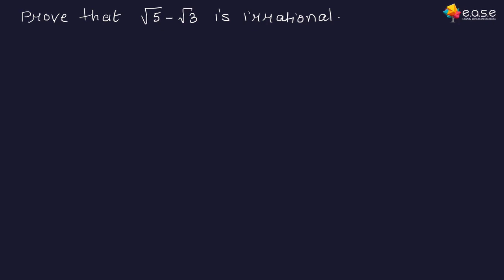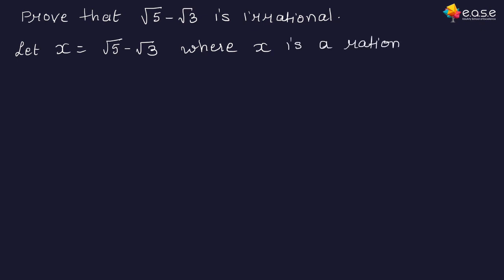Here we are going to take let x equal to root 5 minus root 3, where let's take x is a rational number, correct? So what are we assuming basically? We are basically assuming that root 5 minus root 3 is a rational number. That is our assumption, correct?